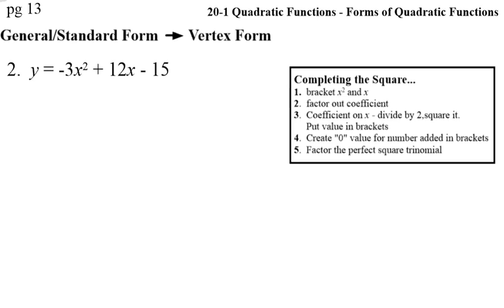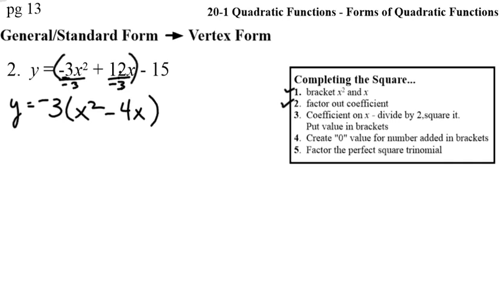let's walk through it. Bracket the x squared and the x. Boom. Factor out the coefficient so that x squared is by itself. So we need to factor out a negative 3. Watch your signs here. We're dividing by negative 3 because that's what we're factoring out. Leaves us with x squared. 12 divided by negative 3 is a negative 4x is what we get left with, and we still have the subtract 15.